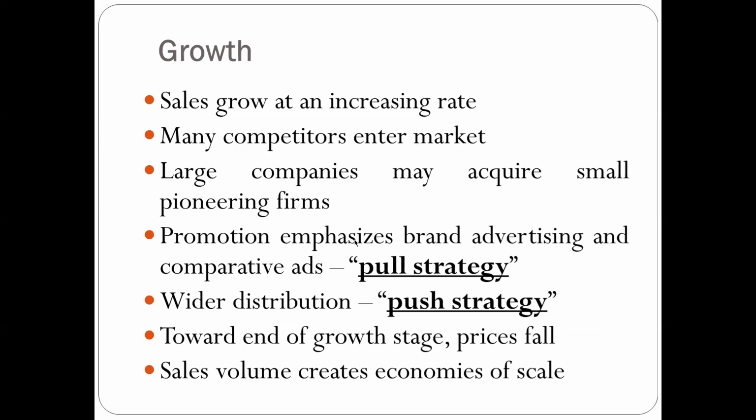Then large companies may acquire small pioneering firms, the firms that introduced the product. Then promotion emphasizes brand advertising and comparative ads. Obviously, that is pull strategy. We are pulling the customers towards our product. Then there is widespread distribution. That is push strategy. Ultimately, toward the end of the growth phase, prices fall. Sales volume creates economies of scale.